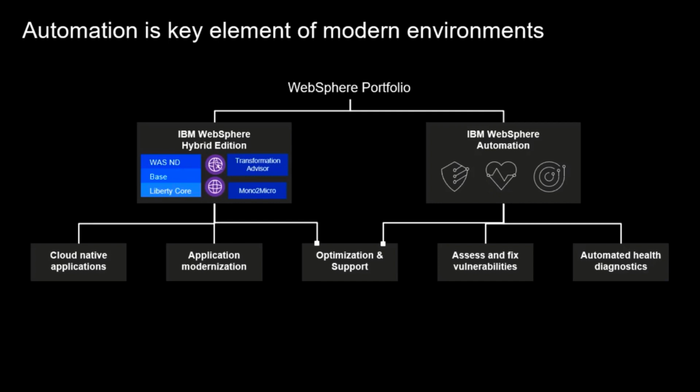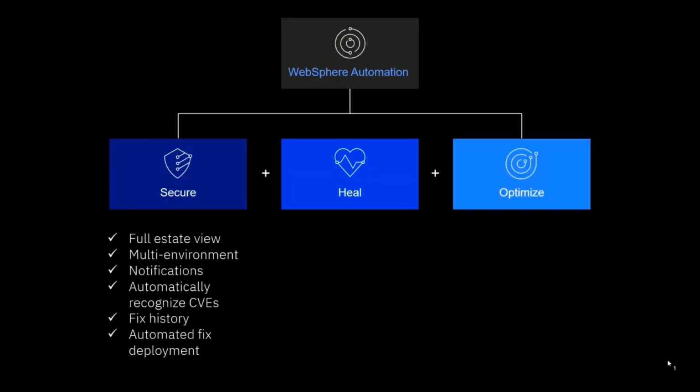IBM WebSphere Automation is a separately sold product that works with WebSphere Application Server and Liberty. WebSphere Automation's purpose is to automate the day-to-day routine actions that WAS administrators and operations teams find themselves burdened with. By helping automate these operations, we can give these teams back precious time that they can use for their organizational strategic initiatives. WebSphere Automation was designed based on customer feedback, and through that feedback we found common themes emerged. WebSphere teams needed help securing, healing, and optimizing their existing and future environments.